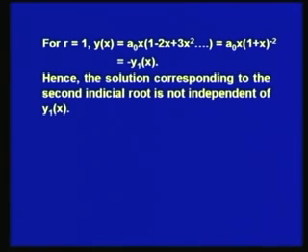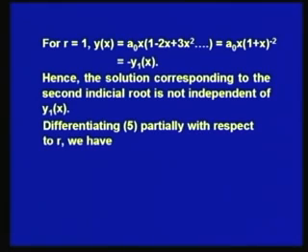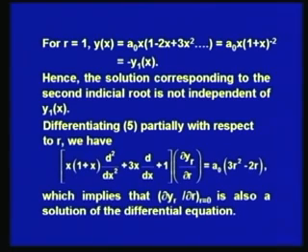Thus, to find a second linearly independent solution of the given differential equation, we will have to do something else. The solution corresponding to the second initial root is not independent of y1(x) if we put r equal to 1 in y_r(x) straight away. So we will differentiate equation 5 partially with respect to r, and we shall then have x into (1 plus x) into d square over dx square plus 3x into d over dx plus 1, operating on delta y_r over delta r, equal to a naught into (3r square minus 2r).